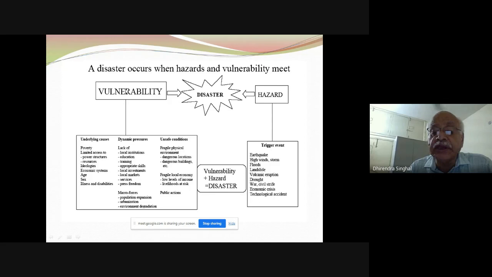And now you see, vulnerability is affected by many factors. Poverty, for example. There have been many examples in the past. If an earthquake of intensity 6 or 7 comes in India, and an earthquake of the same intensity comes in Japan or the USA, the losses are less in Japan and the USA, and more in India. Because Japan and the USA are rich in resources, all their buildings are earthquake resistant.